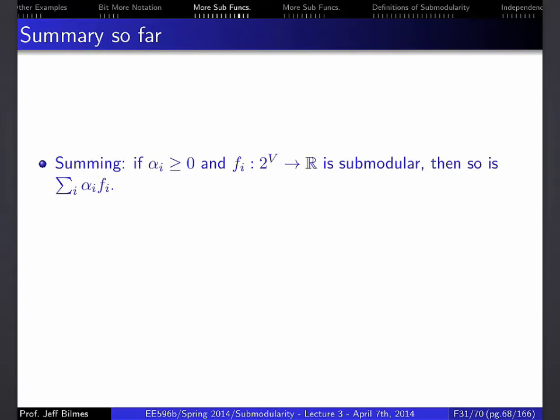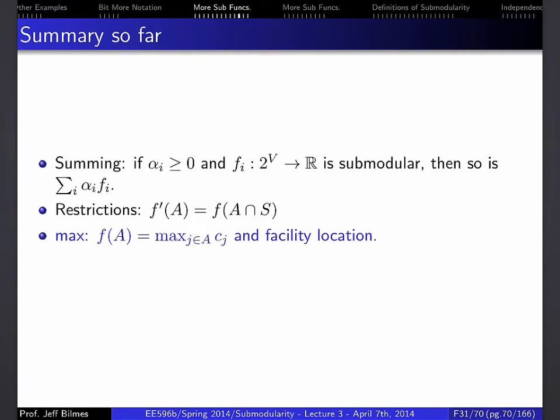Okay, so what have we got? Non-negative conic combinations preserve submodularity. Restrictions preserve submodularity. The max function is submodular. The log det is submodular. Okay. Questions?